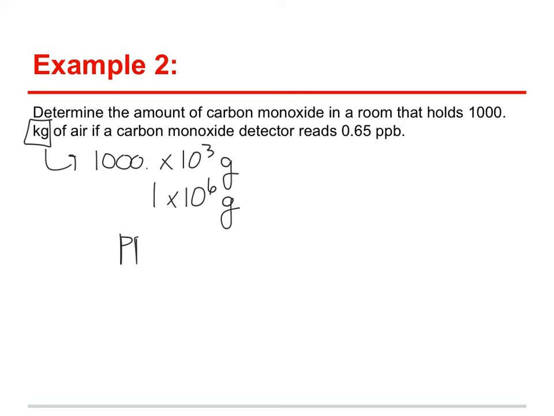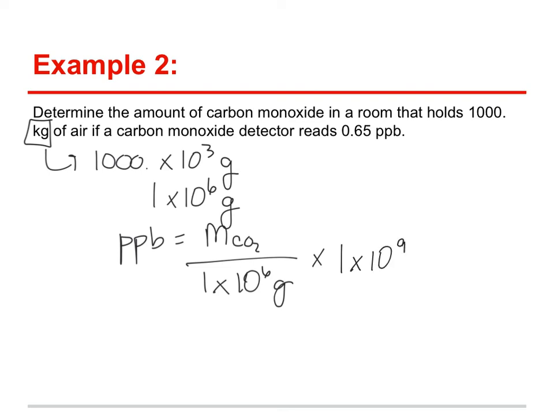So setting up our ppb, we know that that's equal to the mass of our carbon dioxide, so we don't know what that is yet, over the mass of our solution, which is 1 times 10 to the 6 grams. And we're multiplying that by 1,000,000,000, which is the same as saying 1 times 10 to the 9. And so we know our ppb is 0.65. Now what we want to do here is solve for the mass of our carbon dioxide gas.